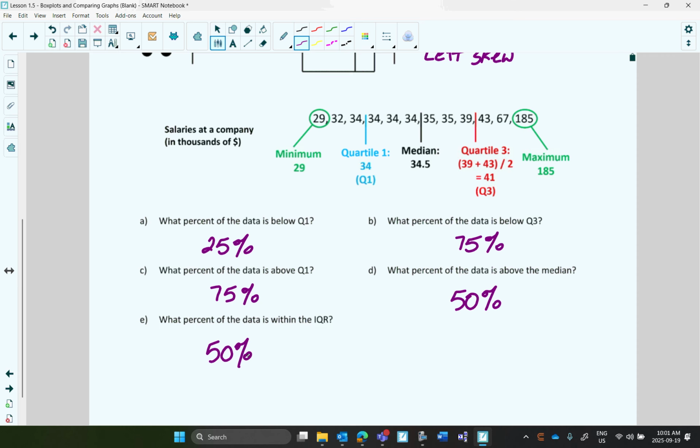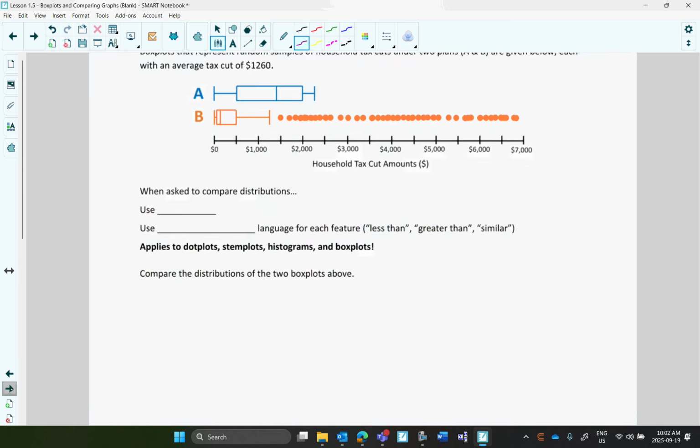Or I would say true or false, 75% of the data is between 34 and 185. True or false? That's true. Okay. 50% of the data is between 29 and 39. That's false. Okay. So don't be surprised to see something like that.